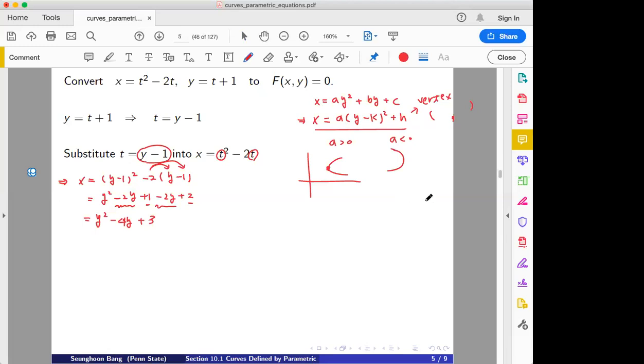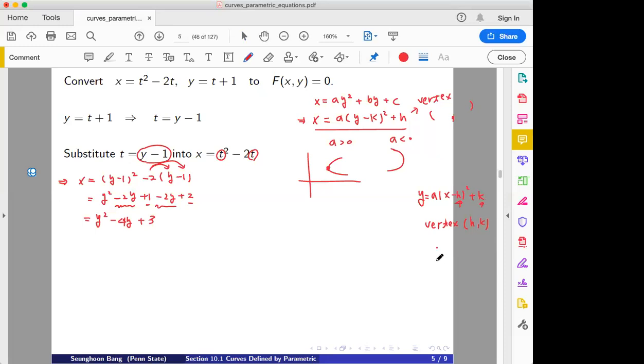I'm going to give you one more thing here. y equals a times (x minus h) squared plus k. This is a parabola. What's the vertex in this case? What's the vertex? The vertex is here, h and k. This is the vertex, (h, k).